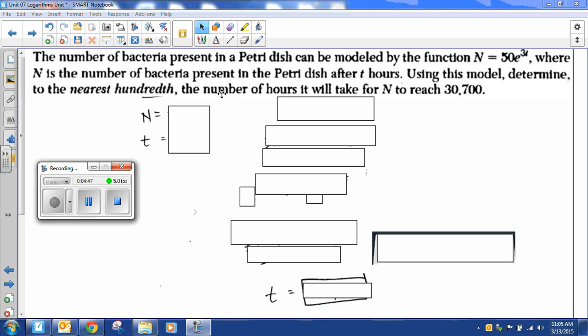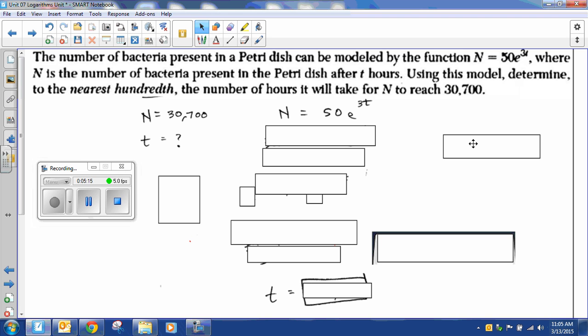In this example, you have bacteria in a petri dish, modeled by this function, where n is the number of bacteria present in the petri dish after t hours. Using this model, determine to the nearest hundredth the number of hours it will take for n to reach 30,700. Ladies and gentlemen, this is an outbreak. 50 bacteria is now 30,700 bacteria. How long is it going to take?